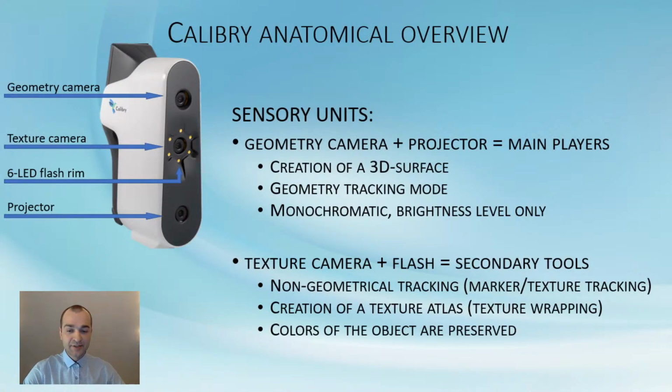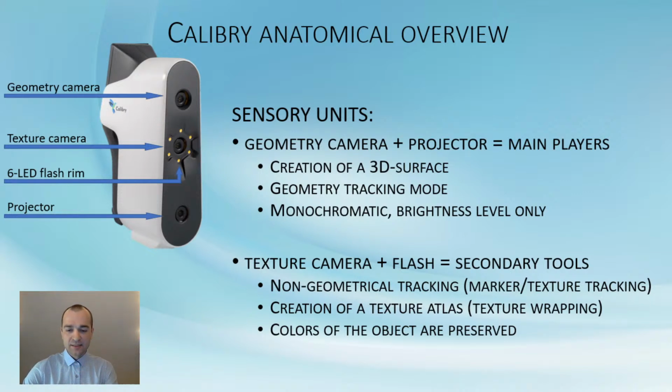So here's our Calibry scanner, and it has 4 major components on the front panel. And I like to combine them into 2 separate groups because they have sort of different tasks. First of all, the main group is the geometry camera at the very top of the scanner and the projector at the very bottom. These 2 combined create the actual 3D surface.